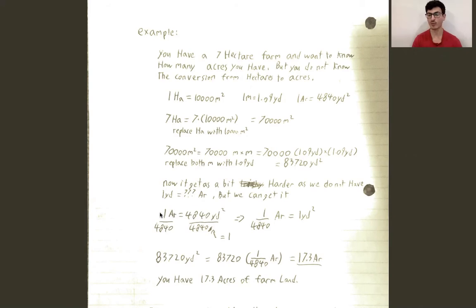So we're going to do our 1 acre divided by 4,840. So this is going to give us 1 divided by 4,840 acres equals 1 yard squared. So now that we have the 1 yard squared, we can replace yard squared with 1 divided by 4,840 acres. So now we're going to have 83,720 divided by 4,840, and then we're going to have our unit acres. This gives us a grand total of 17.3 acres.